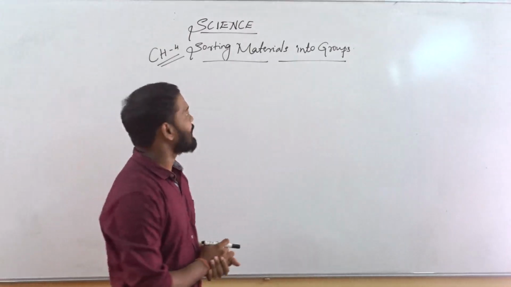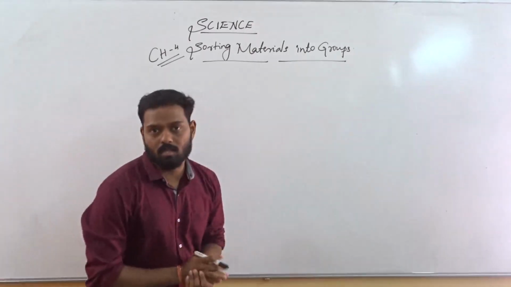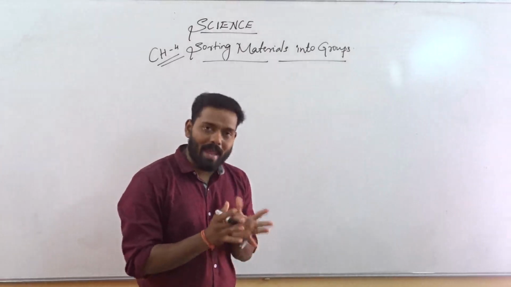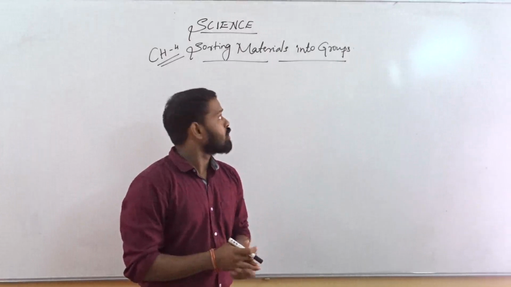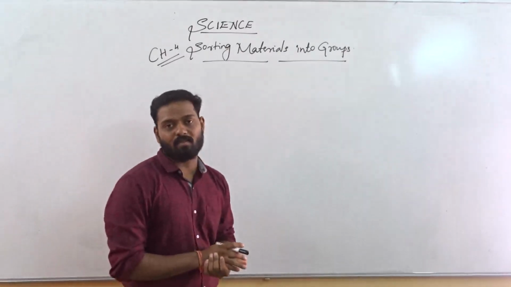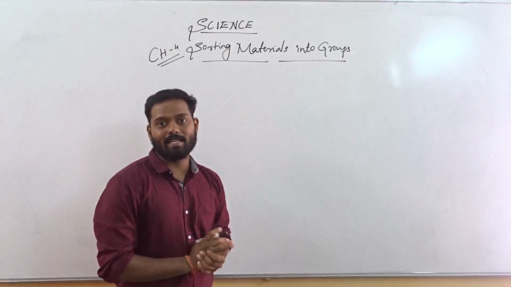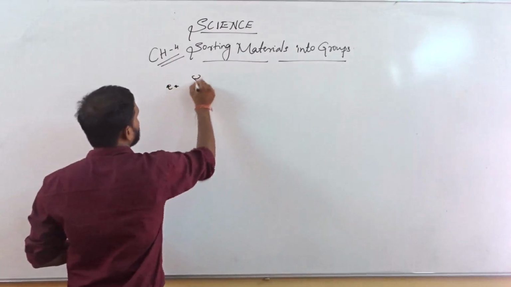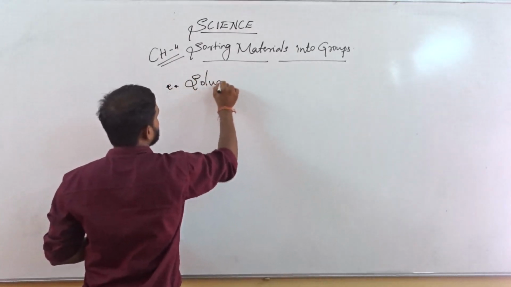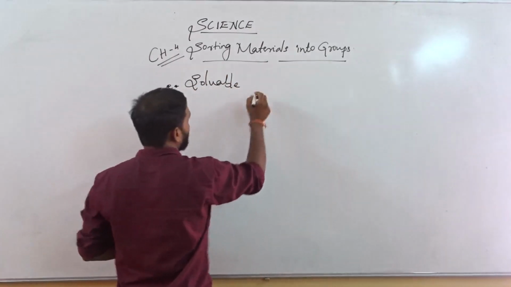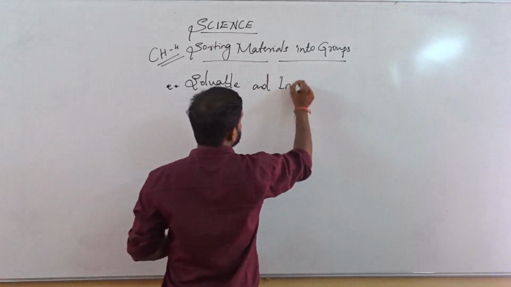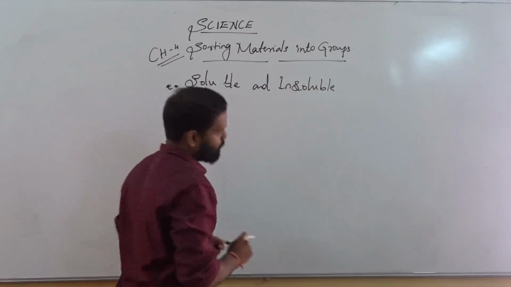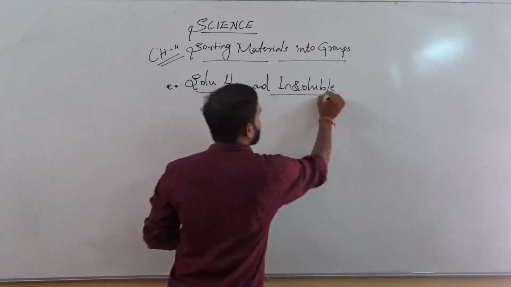Now, we can go to the next group classification, means whatever the objects are there, whatever the materials are there in our surrounding, we can make that into another way. Okay, so now we are going to make a new group of classification of materials or objects, that is, we can call it as soluble and insoluble. Soluble and insoluble. Okay. So our next concept will be soluble and insoluble.